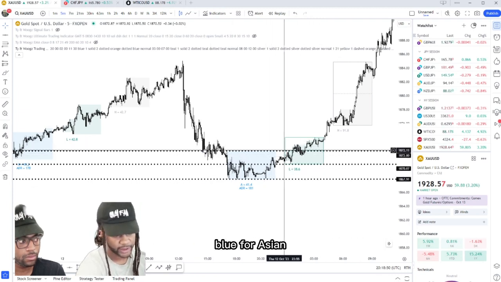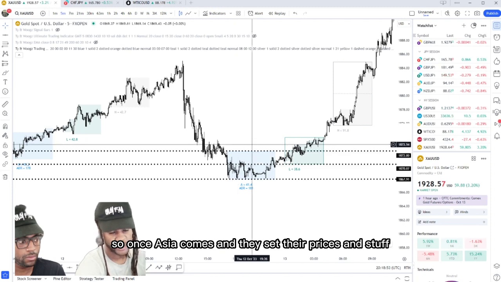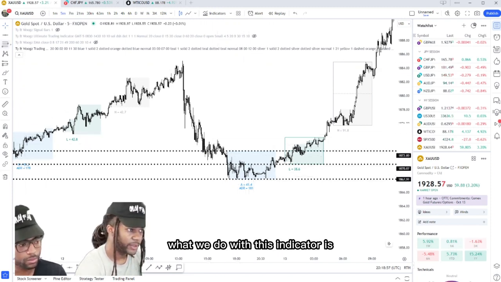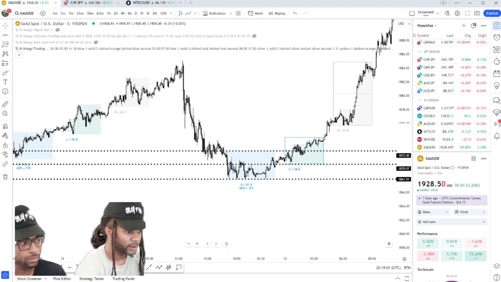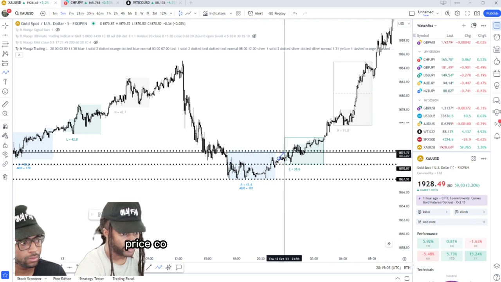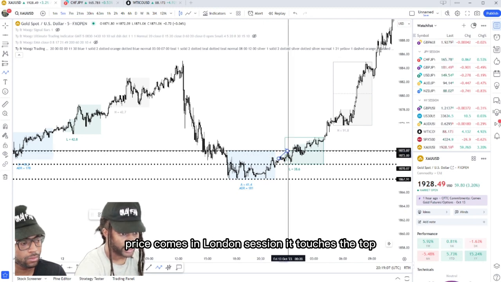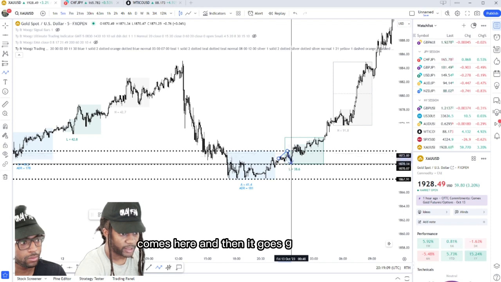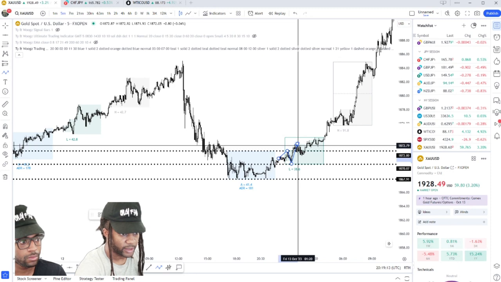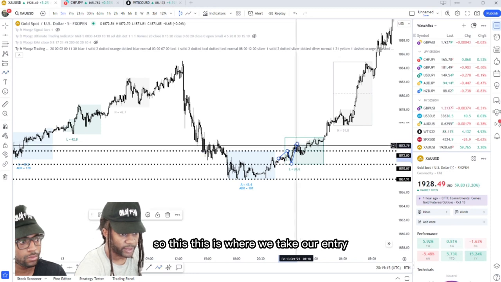It'll be blue for Asian. So once Asia comes and they set their prices, they put their high point, low point, and midpoint. What we do with this indicator is we wait for price to come. In the London session, like London's right here, price comes in, touches the top, comes here, and then goes above that price. So this is where we take our entry.